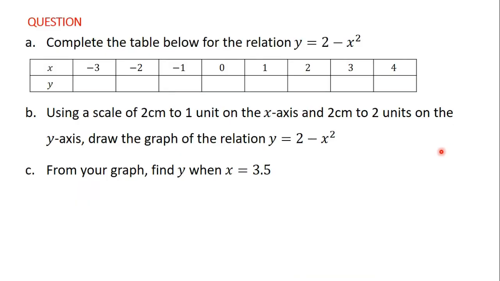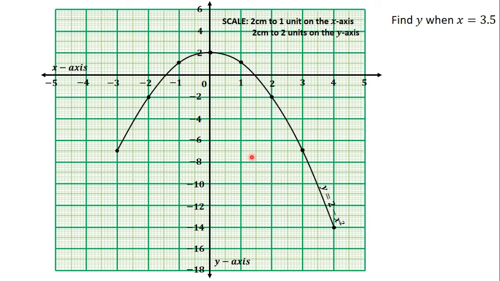Let's look at the last question for this video. We are being told to complete the table for the relation y is equal to 2 minus x squared. Then you use the table to draw the graph of the relation y is equal to 2 minus x squared. We have already done that, so you move straight to the last part of the question. That is using the graph to find the value of y when x is equal to 3.5. This is the graph of the function y is equal to 2 minus x squared. We are going to use this graph to find the value of y when x is 3.5.